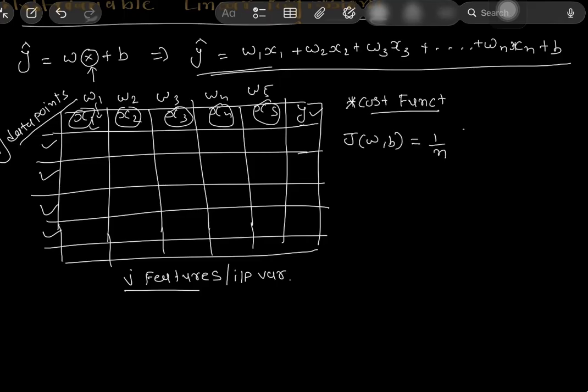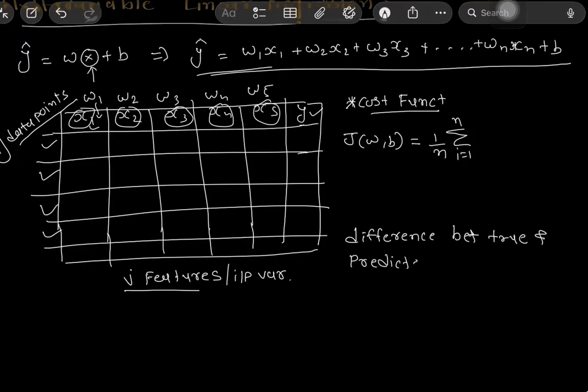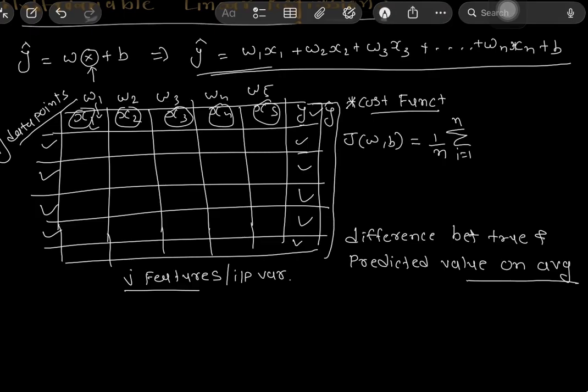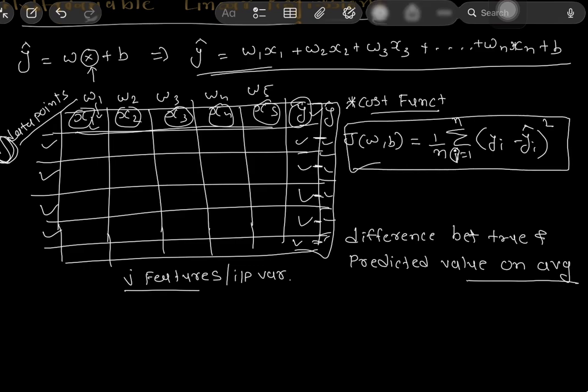So here our cost function will be 1 upon n, sigma i is equal to 1 to n. So basically in cost function what we do is calculate the difference between the true value, which is our y, and the predicted value, which is our y hat, on average, right? So here for each data point I have my y value, and in the same way I will also have my y hat value for each data point, whatever number of examples I have. So we want to take the differences between these two values, y minus y hat. That is why we have here i, because we have i data points. So we will consider yi, which is our true value, minus yi hat, which is our predicted value, and the square. So this is the cost function for multivariable linear regression.